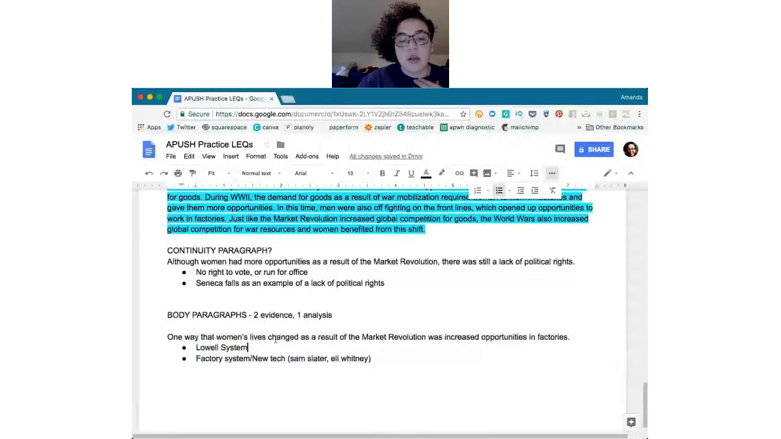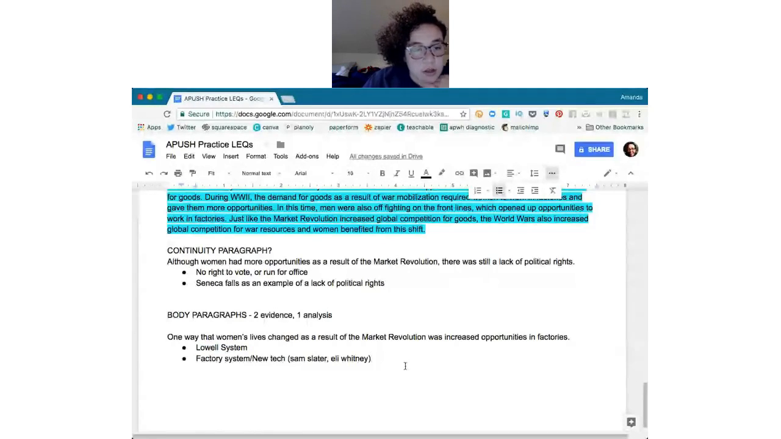You want to have at least 2 or 3 pieces of evidence in each body paragraph. And by pieces of evidence, I mean key terms. That's where Quizlet and stuff is going to be useful for you, or the Romulus apps, because those help you with evidence points. You mentioned Sam Slater, that's evidence. You mentioned Eli Whitney, that's evidence. If you mention the Lowell system, that's evidence. If you explain each of those things, then you're going to get 2 pieces of evidence. If you just drop them and list them, then you could get 1. So you want to explain them each, not just say there was a Lowell system. Explain what it was and explain how it benefited women.